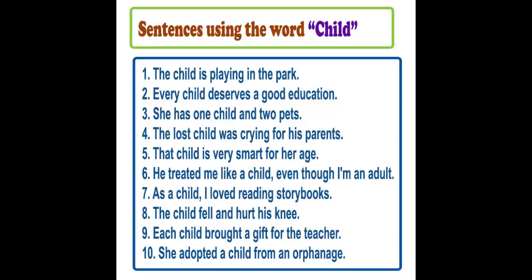Meaning of child. A child is a young human being, usually between birth and puberty. It can also mean someone's son or daughter at any age. 10 example sentences with child.